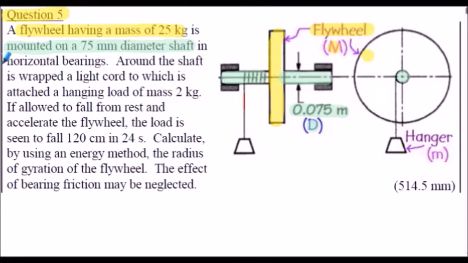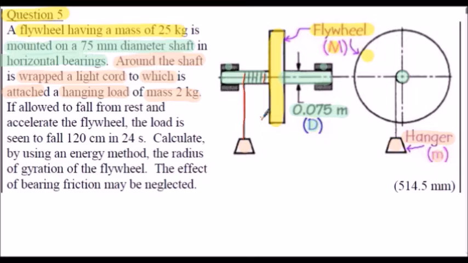The shaft is located in horizontal bearings, shown here. Around the shaft is wrapped a light cord, to which is attached a hanging load having a mass of 2 kilograms. So here's the hanger, having the mass lowercase m here of 2 kilograms. Notice in the question it states a light cord is wrapped around the shaft. This is a cord here wrapped around the shaft. And the light cord is basically informing us to ignore the mass of the cord. It has negligible impact on the calculations.